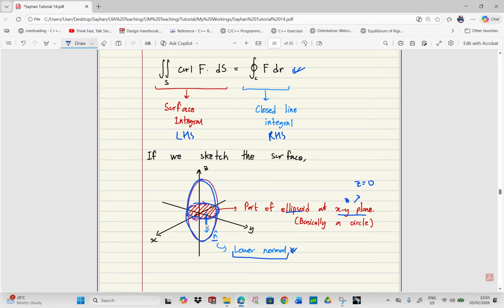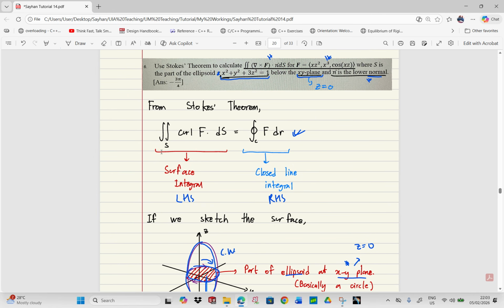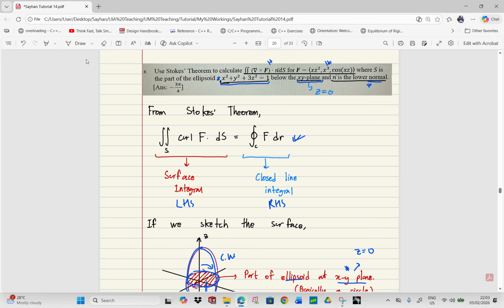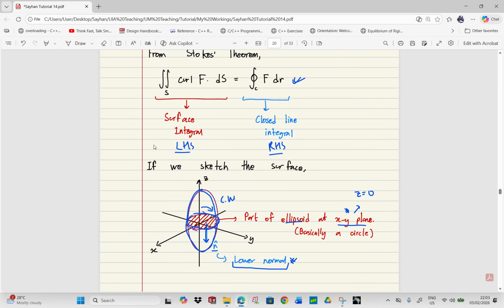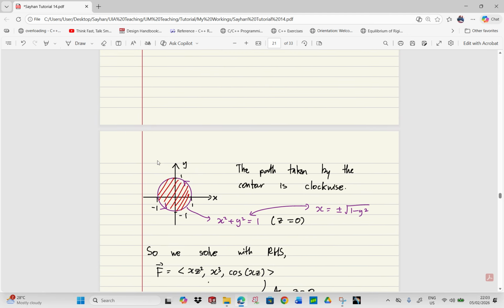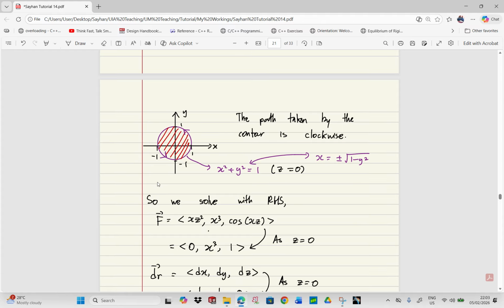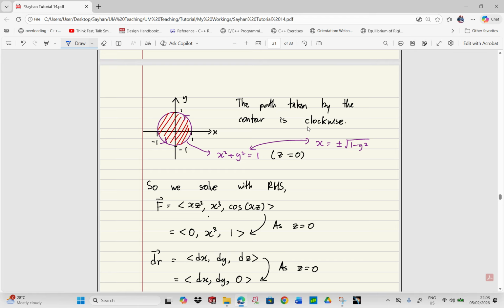So now you know your normal vector is going downwards. That means your circle is going in a clockwise direction. In this case, you can either use the left hand side or the right hand side, whichever feels comfortable to you. I think I'll stick with the right hand side, because the path taken by the contour of the circle was clockwise. So basically z equals 0, x squared plus y squared equals 1.